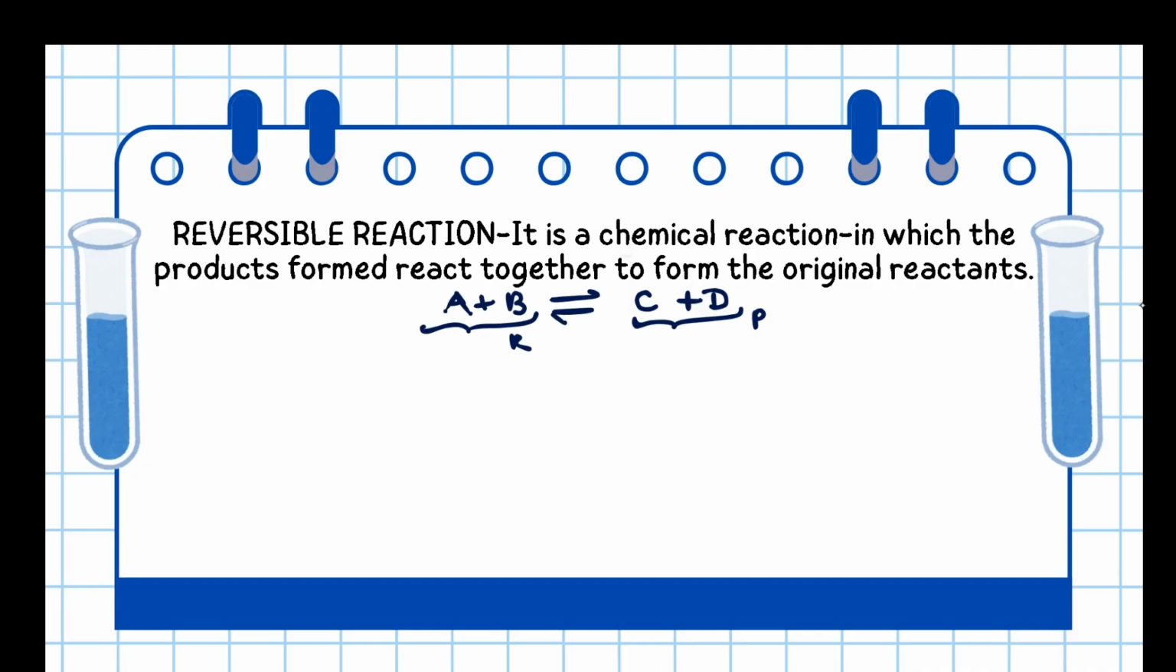Firstly, you need to know the definition. What is a reversible reaction? It is a chemical reaction in which the products react together to form the original reactants. So let's see the first reaction. We have sulfur dioxide reacting with oxygen, and definitely it will be a reversible reaction, forming sulfur trioxide.